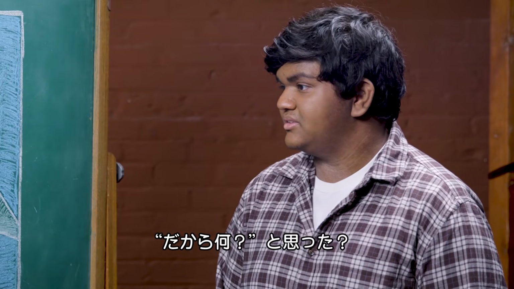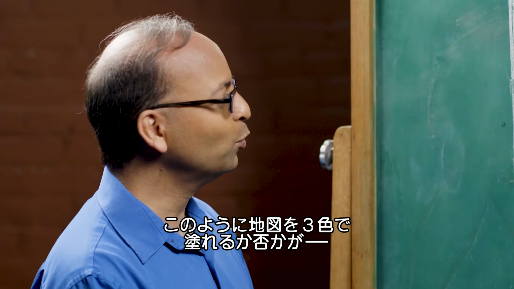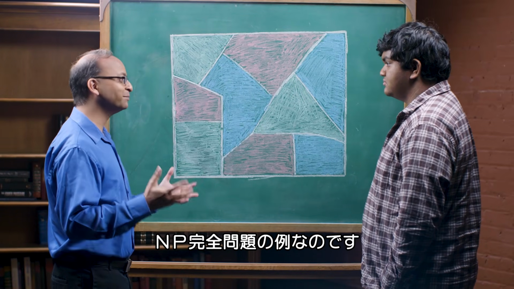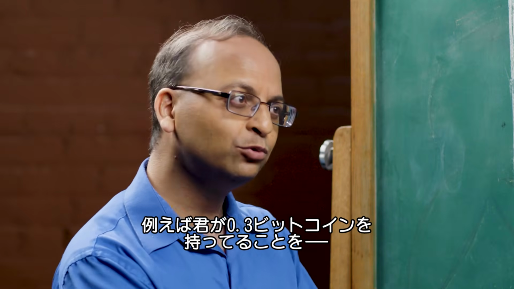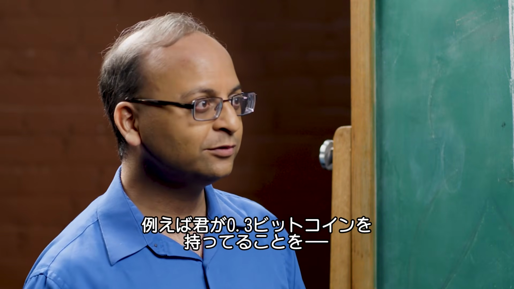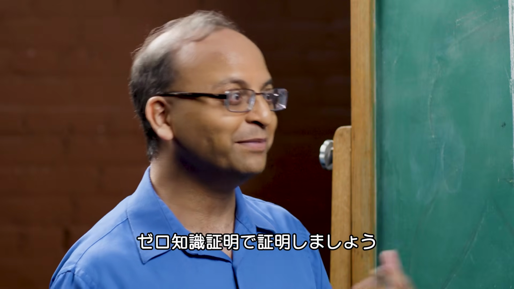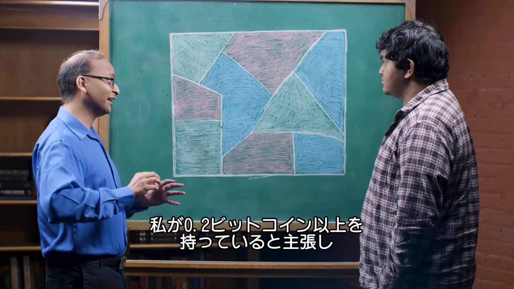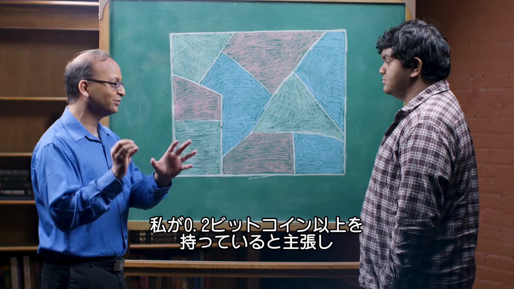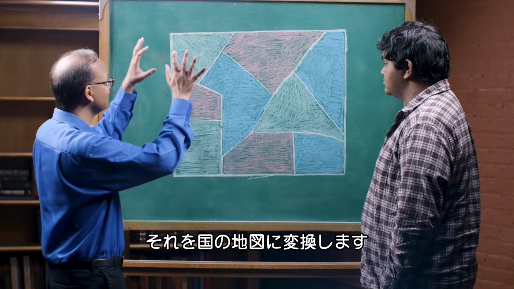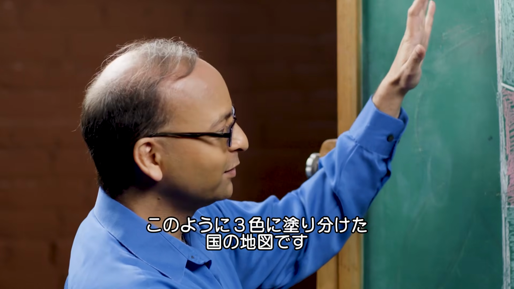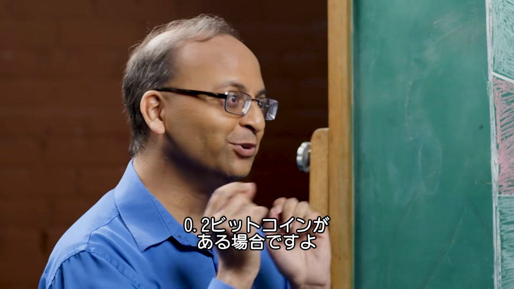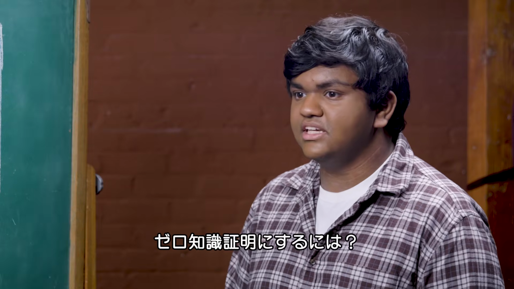And now you might think, well, why should we care? It turns out that whether or not a map can be 3-colored in this way is an example of an NP-complete problem. And maybe what you really want to do is give a zero-knowledge proof that you have at least 0.3 bitcoins, right? That would be cool. Yeah. Without revealing what the address is of your account. It turns out I can take that statement that I have at least 0.2 bitcoins and convert it into a map of countries. And that map of countries will be 3-colorable like this only if you have at least 0.2 bitcoins.